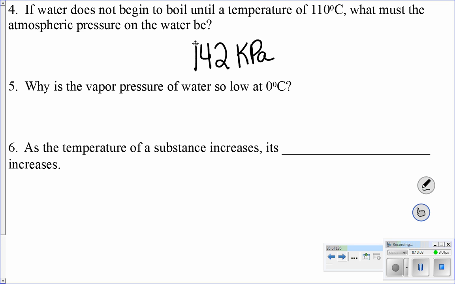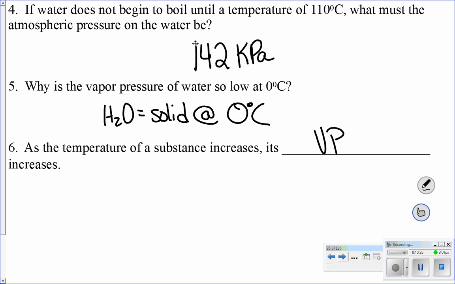Vapor pressure of water is very low at 0 degrees Celsius because water is a solid at 0 degrees Celsius. As the temperature of a substance increases, its vapor pressure increases. As you increase something's temperature, its vapor pressure will increase.